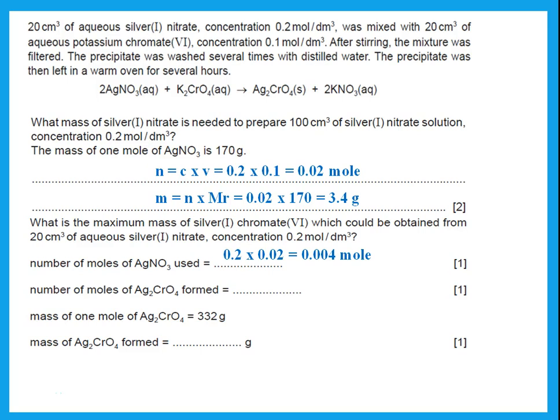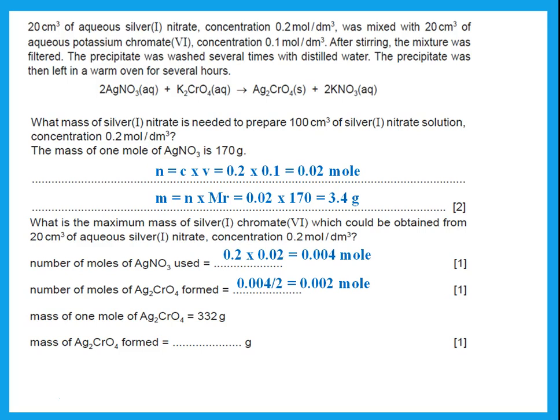What would be the number of moles of silver chromate formed? Well, I look at the equation. Where is the equation? We're talking about silver nitrate and silver chromate. Now, the equation shows that the number of moles of silver nitrate should be twice that of silver chromate. So the silver chromate should be half of that. Okay? So, if the silver nitrate is 0.004, my silver chromate is 0.002.